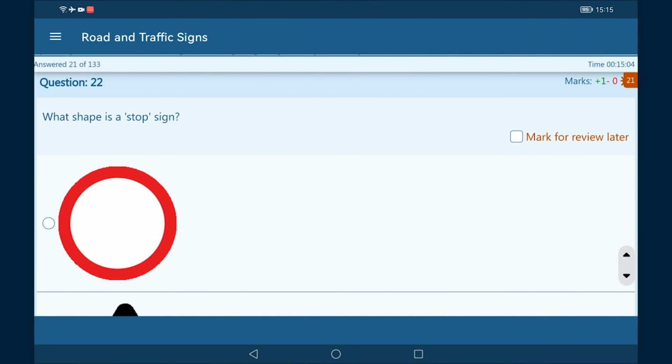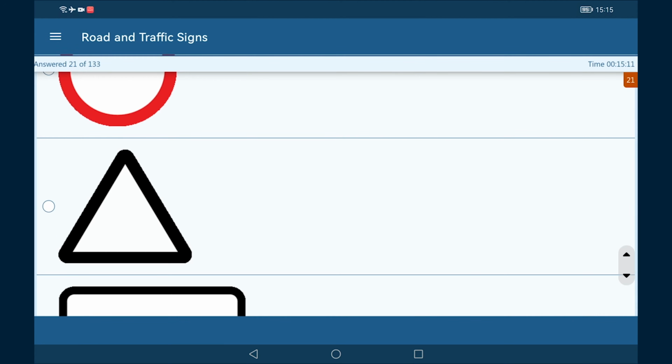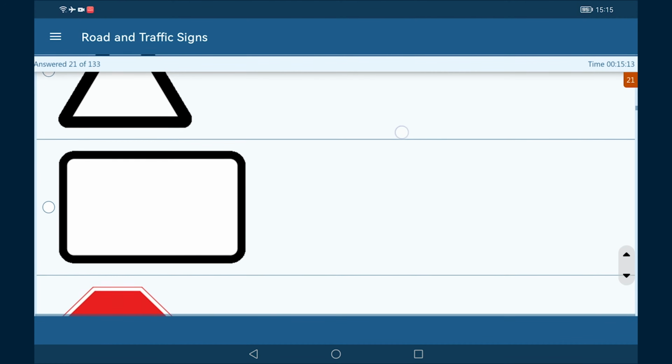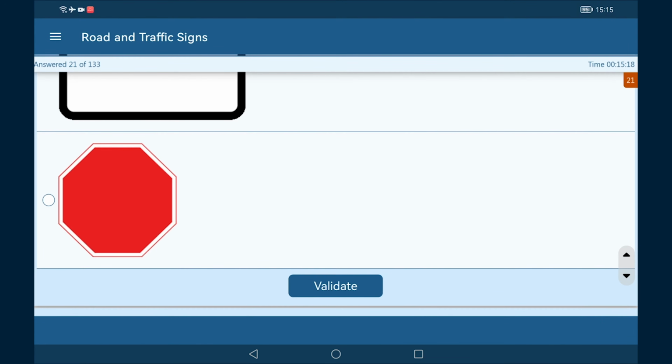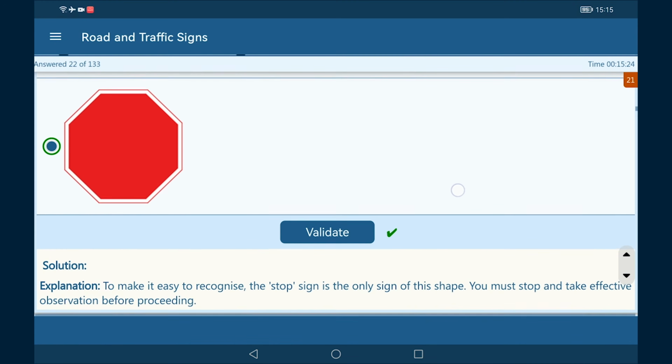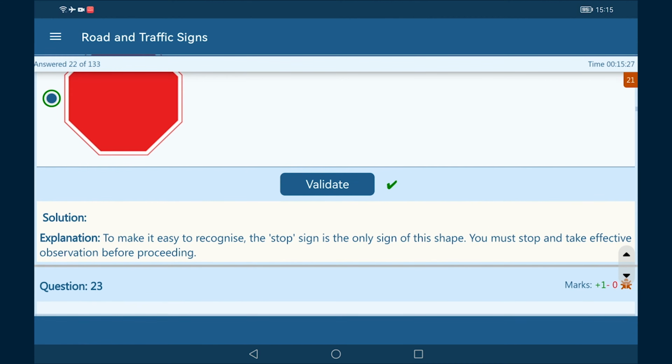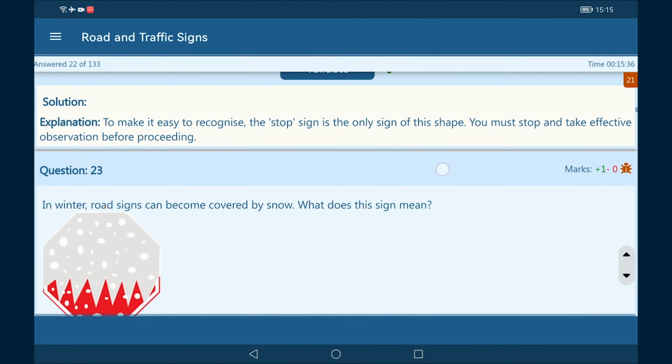Question 22. What shape is a stop sign? Option 1, image. Option 2, image. Option 3, image. Option 4, image. The correct answer is Option 4, image. Explanation. To make it easy to recognize, the stop sign is the only sign of this shape. You must stop and take effective observation before proceeding.